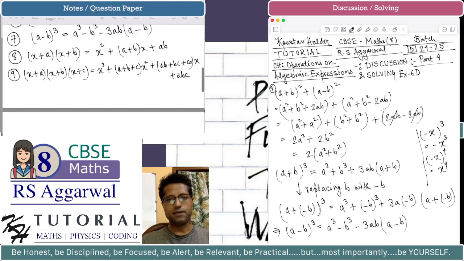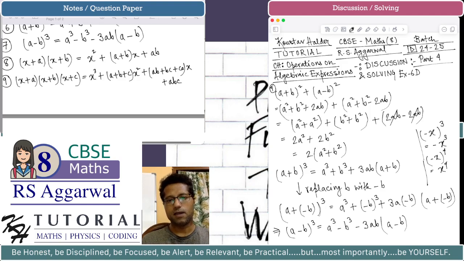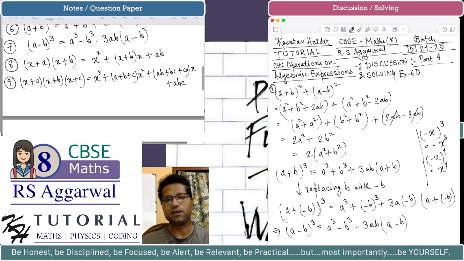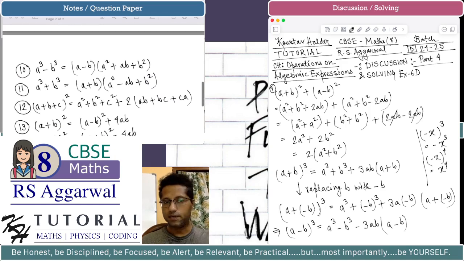So the identity is a product of three expressions. x plus A multiplied by x plus B multiplied by x plus C is equal to x cube plus A plus B plus C multiplied by x square, and then AB plus BC plus CA multiplied by x, and then finally ABC. Now A cube minus B cube, identity number 10 and 11, is also very important.